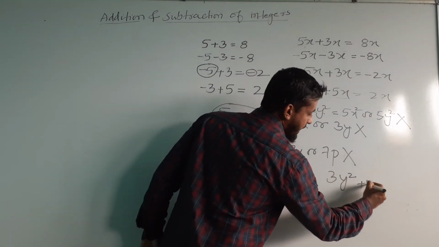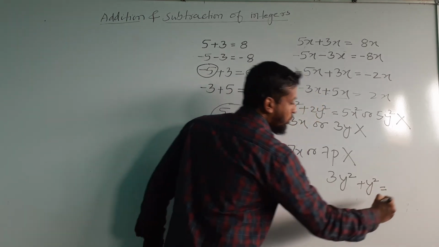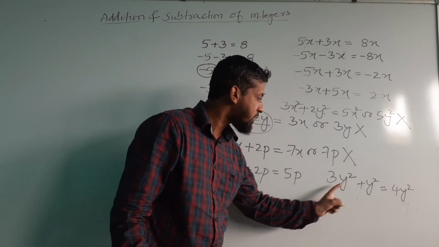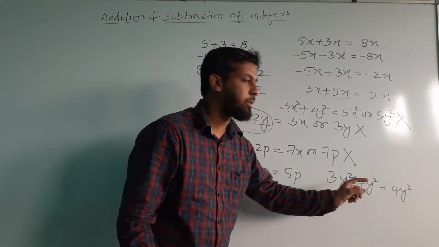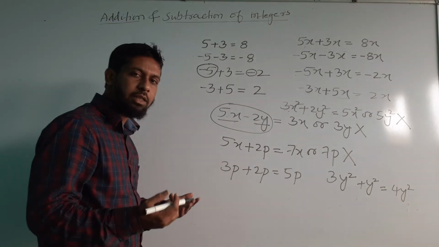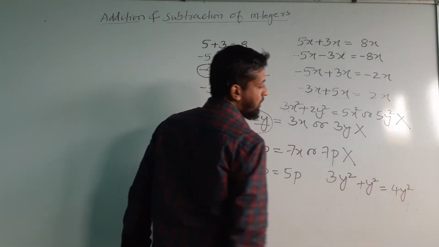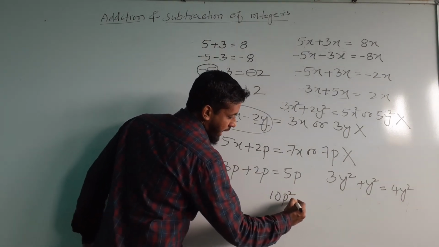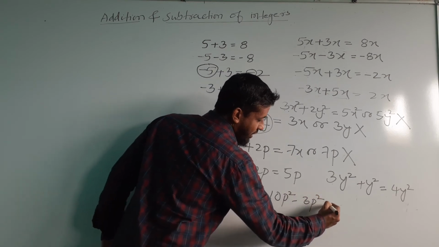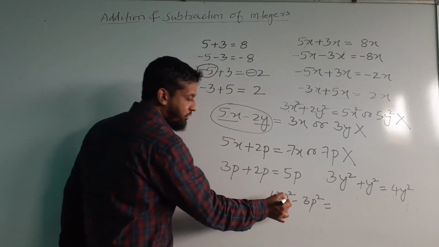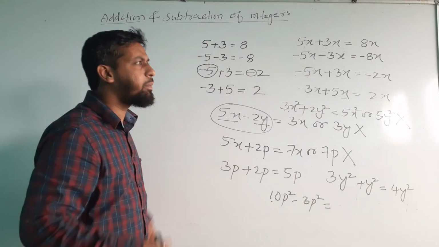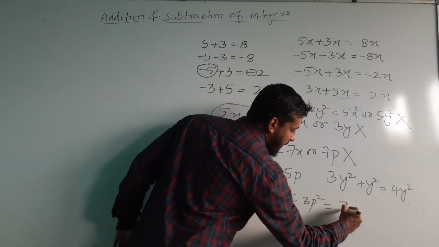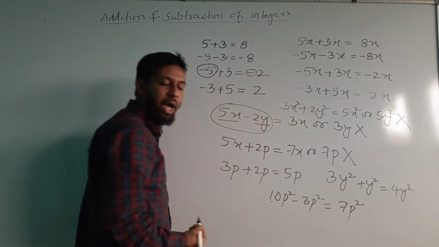3y square plus y square will give you 4y square. They are like terms. Like terms can be added, can be subtracted. Suppose 10p square minus 3p square. They are like terms. Both have variable p square. It means it can be subtracted. 10p square minus 3p square will give you 7p square.